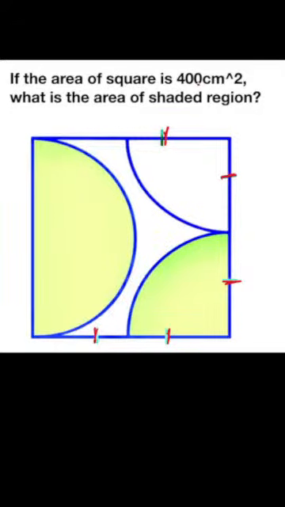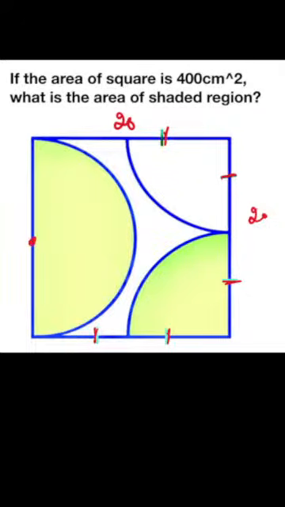Let's see. We are given the area of the square. The area of the square is given, so we can calculate the side of the square directly. So 400 is 20 squared, which means the side is going to be 20. So now if this is the side, this is also 20.